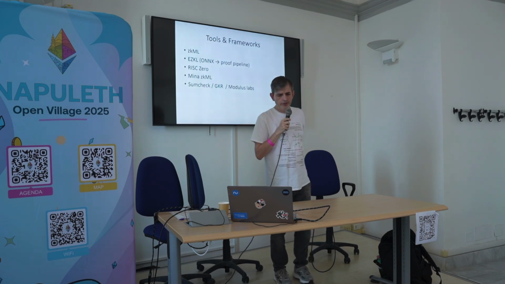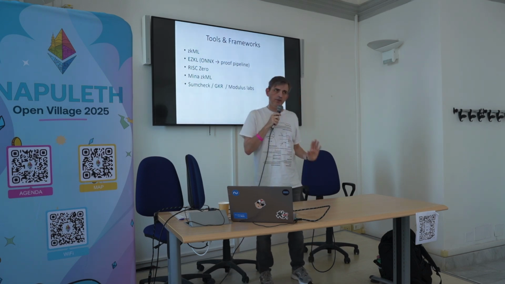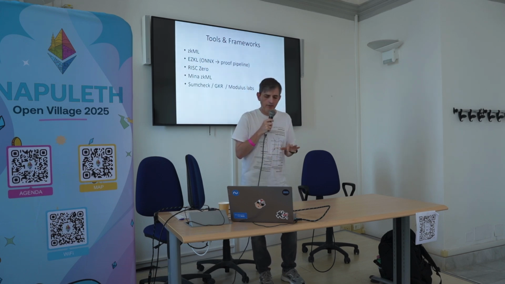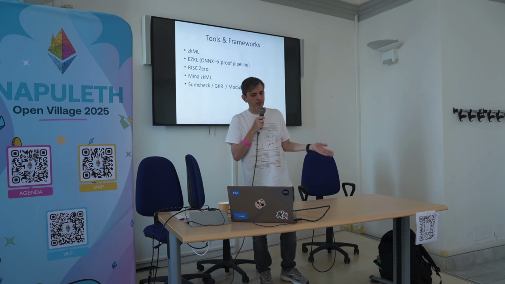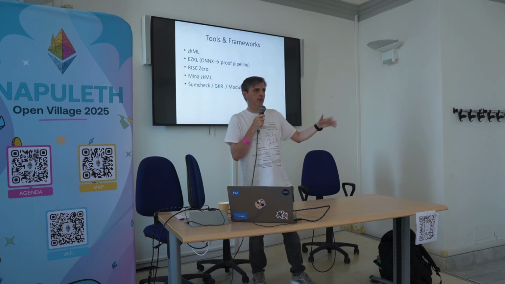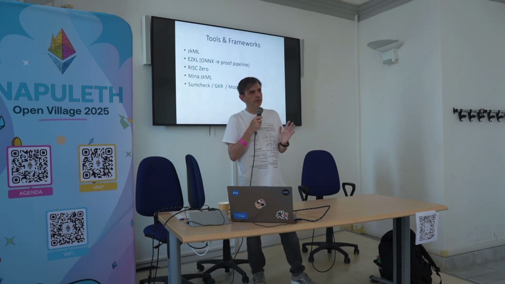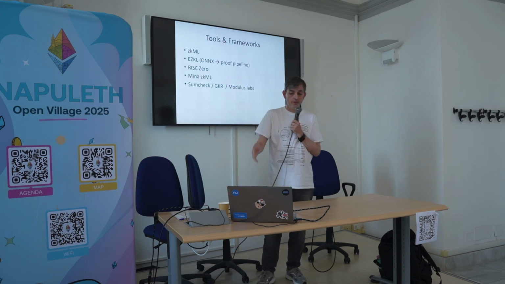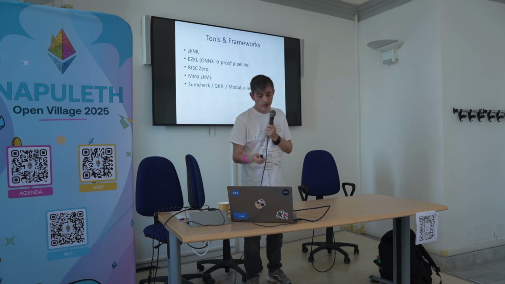The final one here, SumCheck and GKR, are techniques for producing zero-knowledge proofs. They've been around for around 20 years, and they were kind of overtaken by other techniques, but more recently they've been picked up again because they work quite well with machine learning. Modulus Labs is a company that has used these quite successfully.